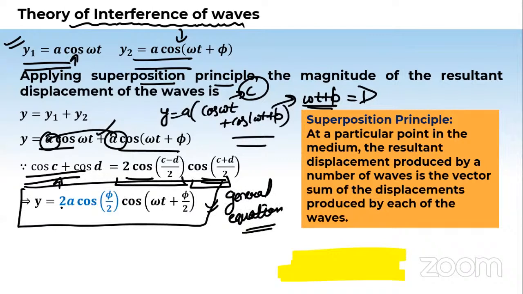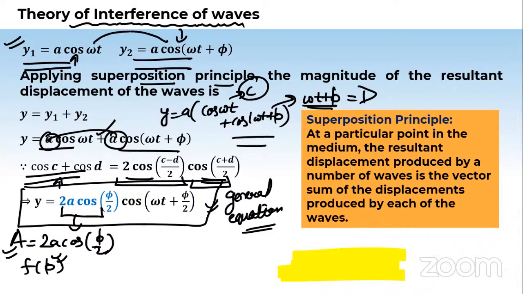See, one important fact which is connected with this equation is this. If you see the amplitude, it's a very big amplitude which is given by 2a cos(phi by 2). It's a function of phase difference. So with the phase, amplitude will also change of this new wave equation, which is formed due to the superposition or overlapping of the two waves given by y1 and y2. Okay. So this is amplitude.